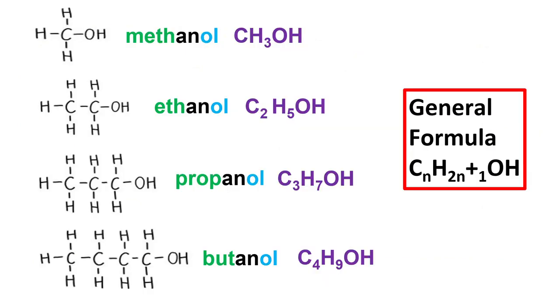You need to be able to draw the structure of the first four alcohols. It's pretty easy. So instead of having an H, you just add an OH at the end, okay? That's easy. Some people write O-H or OH, it doesn't matter. You do need to know the names and structures of the first four alcohols, so spend a moment looking at these. Methanol, ethanol, propanol and butanol.